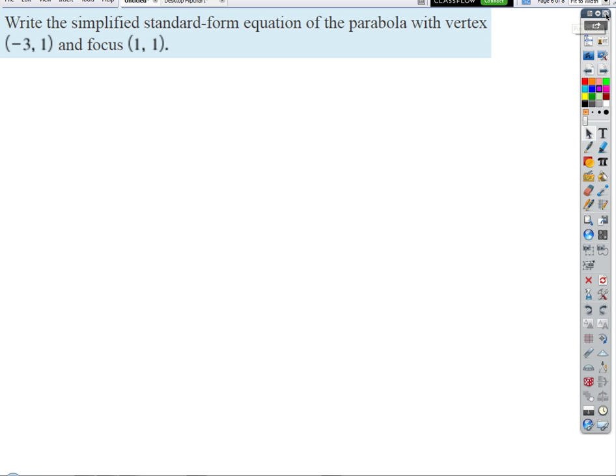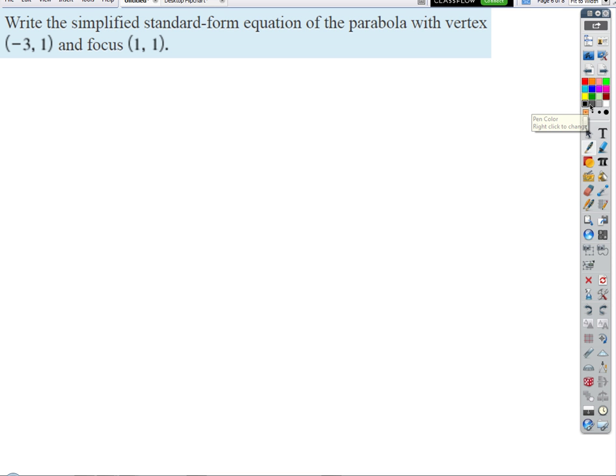Okay, next problem. Write the simplified standard form equation of the parabola with vertex negative 3, 1 and focus 1, 1. This is a new kind of question. I haven't given you one like this, but I thought this would be a good idea. This is a pretty easy problem though, right? Because they're giving us the vertex and the focus. All I've got to do is graph those 2 points properly, and it's pretty easy to get all the information that I need.